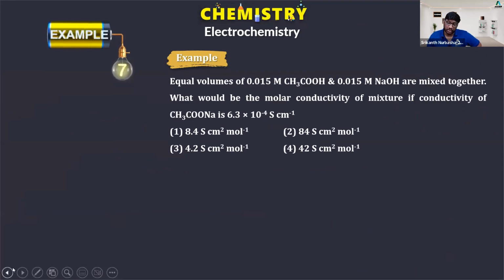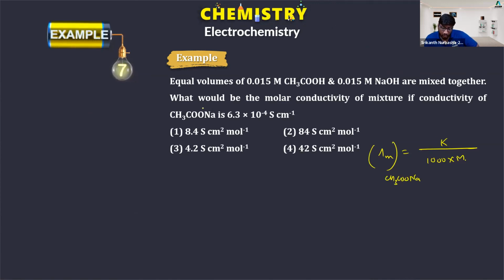Equal volumes of 0.015 molar acetic acid and 0.015 molar NaOH are mixed together. What would be the molar conductivity of the mixture if the conductivity of CH3COONa is given? Conductivity is given, molar conductivity they are asking. Molar conductivity is equal to conductivity K divided by 1000 into molarity. So they are asking the molar conductivity for CH3COONa. What is the molar conductivity if the conductivity of CH3COONa is given in Siemens centimeter inverse? So I have to just calculate the concentration of CH3COONa. We know the formula.